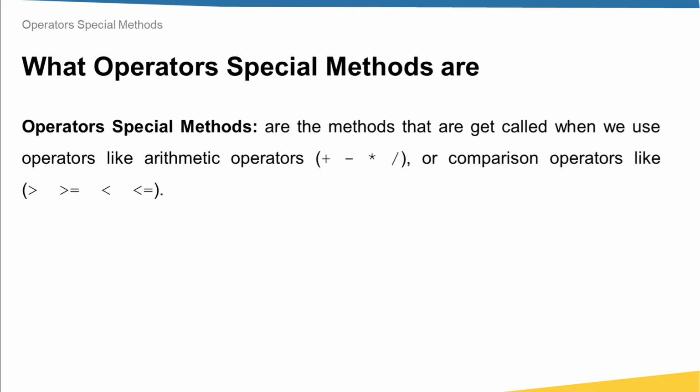I guess now that the concept of special method becomes more clear, and from the name of these methods, the definition would be very clear. So operators special methods are simply the methods that usually get called when we use operators, like arithmetic operators for example, with objects of your class: plus, minus, multiplication, division, or when we use other operators like comparison operators like bigger or equal, smaller or equal, or any other operator available inside the Python programming language.